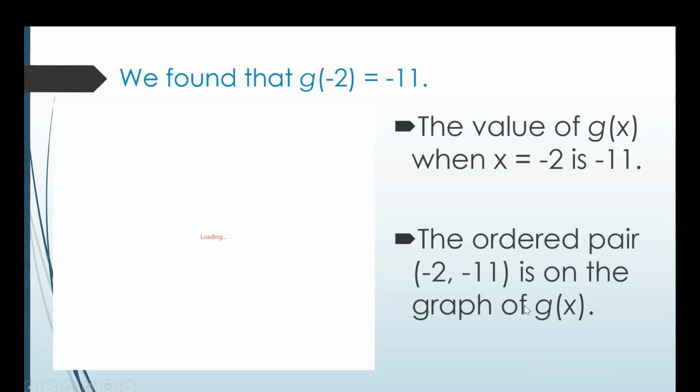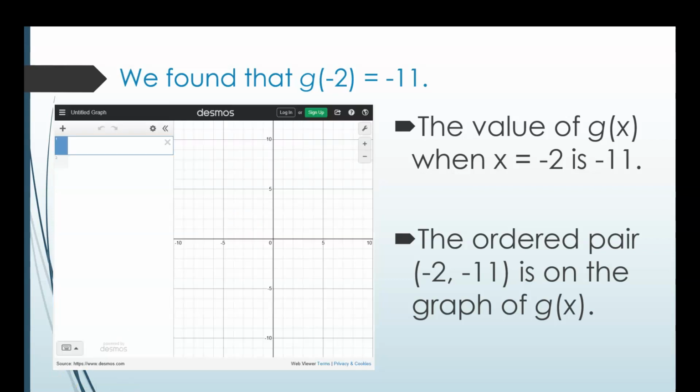All right, so we found that g of negative 2 equals negative 11. And that means the value of g of x when x is negative 2 is negative 11. That also tells us that the ordered pair negative 2, negative 11 is on the graph of g of x. So let's take a little bit closer look at what that means about the ordered pair.